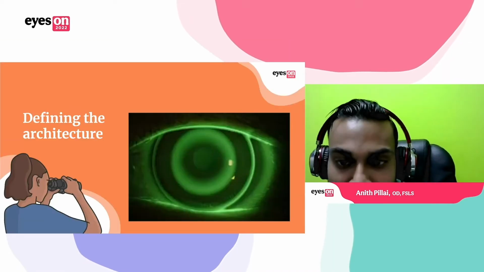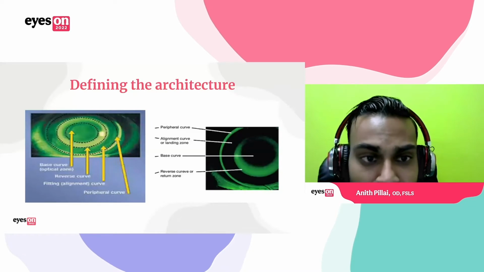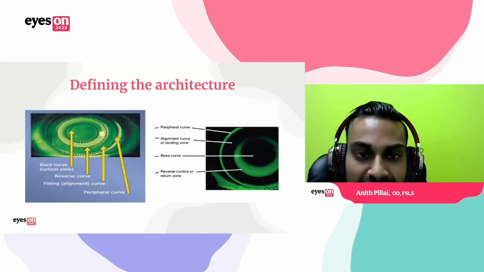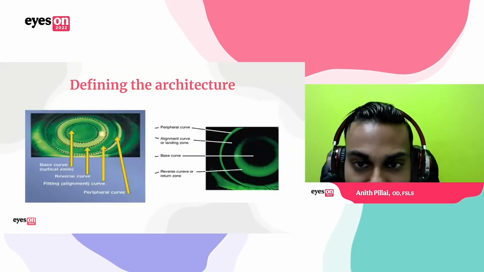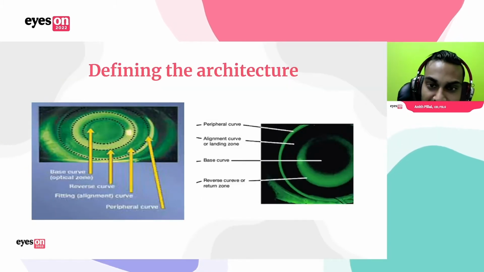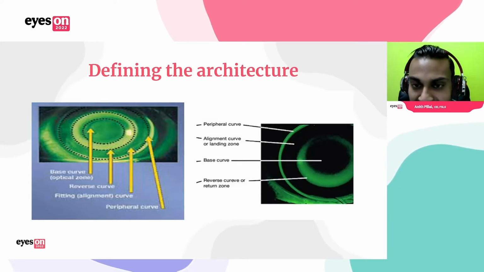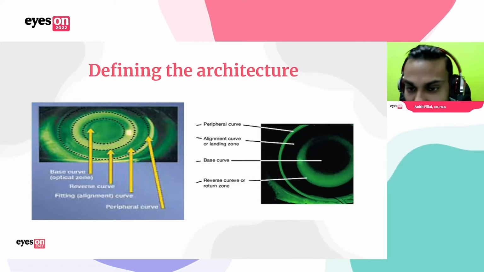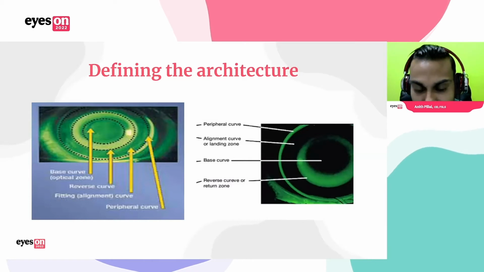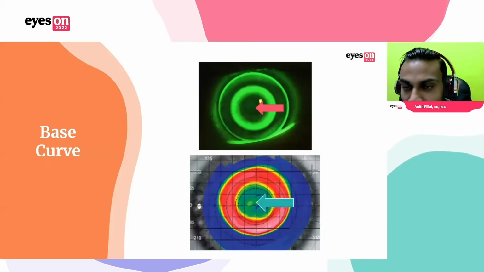Now let's go into each individual aspect of an Ortho-K retainer. Most modern designs have a 4-curve system, where you have the central base curve, then a surrounding reverse curve, an alignment curve, and then a peripheral edge. There are a few more complex designs that include multiple alignment and multiple reverse curves, but in general, these are the 4 that you're going to be dealing with. So let's go into these one by one.